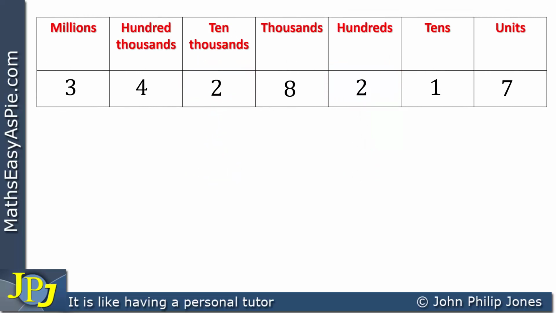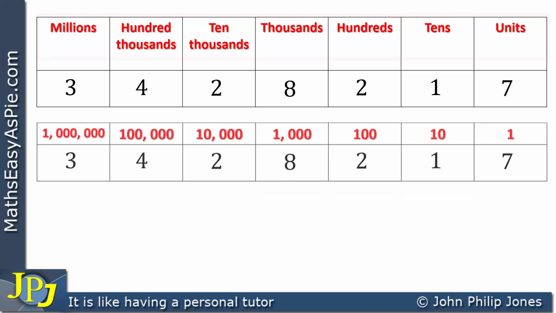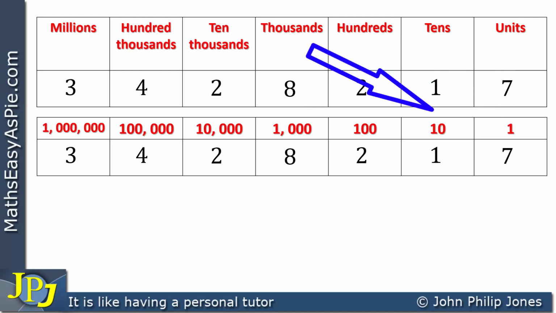Now you can see I've changed the colour of the column headings to red, because I want to emphasize the column headings and compare it to the other way in which we can write this table down, which is shown here. Instead of writing units, I can put a 1. Instead of writing tens, I can put a 10. Instead of writing 10,000, I can put 10,000. And you can inspect the other columns yourself.